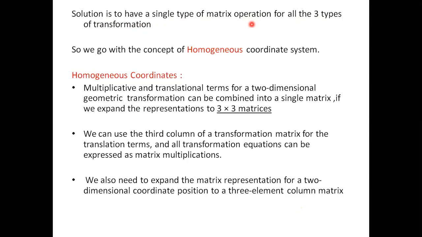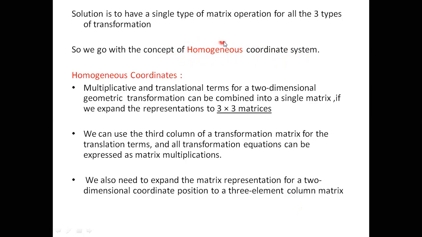For additive operations, only translation has additive operations, so I tried to remove that additive operation for translation, and I also tried to provide this multiplicative operation for translation. To do that, they came up with a new concept called the homogeneous coordinate system. Okay, this is a very important question. So homogeneous coordinate system, why do you need this homogeneous coordinate system?